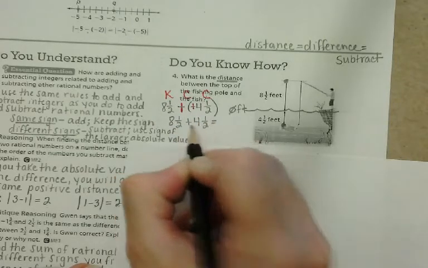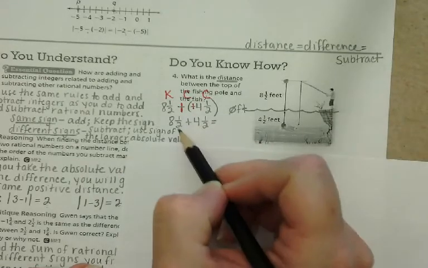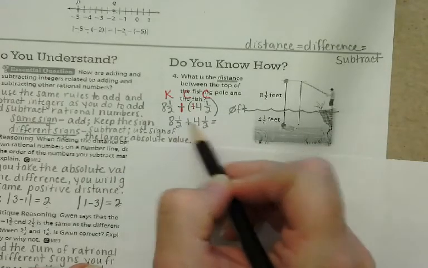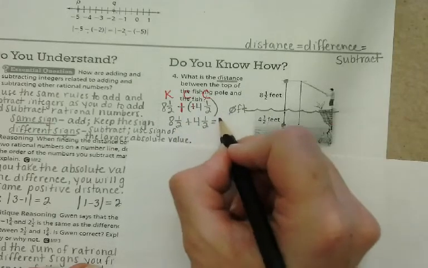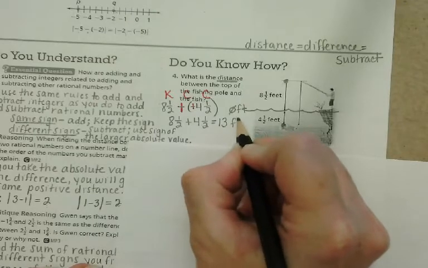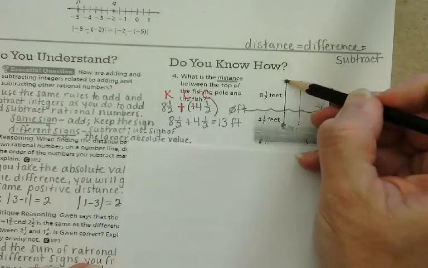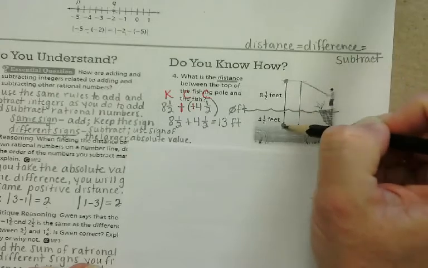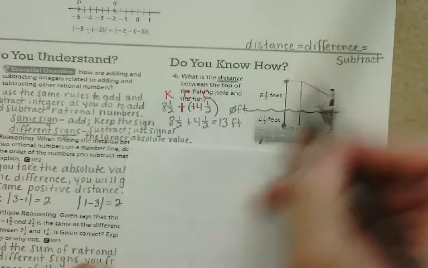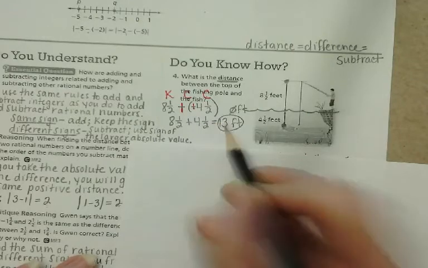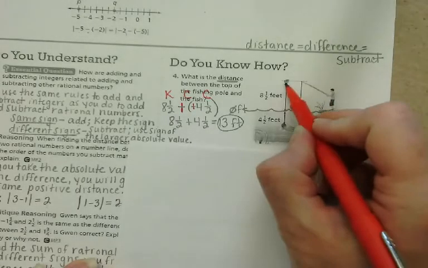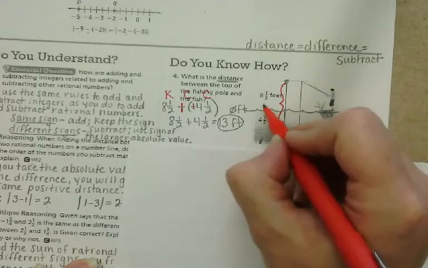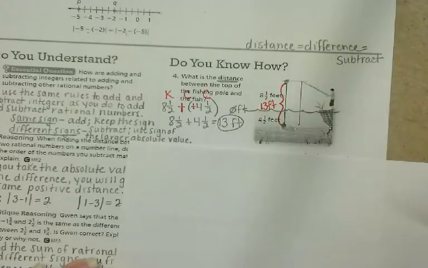Well, adding 2 halves is easy because you get a whole. So your whole numbers are 8, 4, and then the 2 halves would give you an extra whole. So we have a total of 13 feet from the top of the fishing pole to the fish. And since we are working with distance, that is a positive 13 feet. Let's just plug that in. The total is 13 feet.